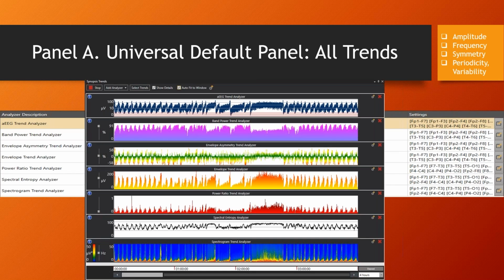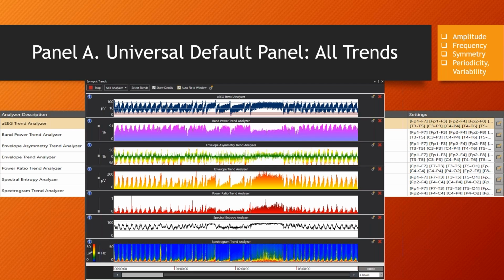Now, one of the Cadwell trend panels that we have is a universal default. This one gives us a quick overview of what's going on. This may be the first one that I'll pull up just to kind of get a quick overview of what's going on in a recording. This is going to give me all the information with regard to amplitude, frequency, the periodicity and variability, but it doesn't give me symmetry because I've included all of the electrodes in each of these trends.